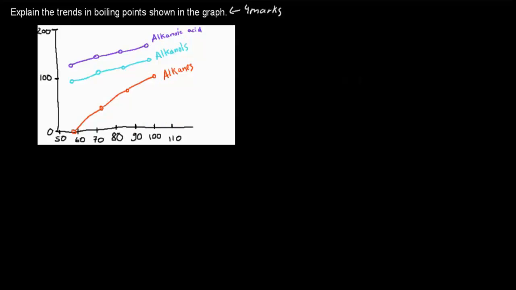Welcome to one of the past HSC exam question videos. In this video, we're going to cover this exam question, which comes from the Ester chapter. I'll read the actual question. Once I read the question, give about 5 seconds to pause the video. Once you pause the video, attempt the question, and then press play when you're ready. The question itself is this. Explain the trends in the boiling points shown in the graph, and that's for 4 marks.